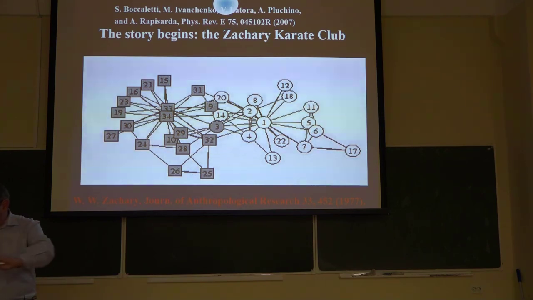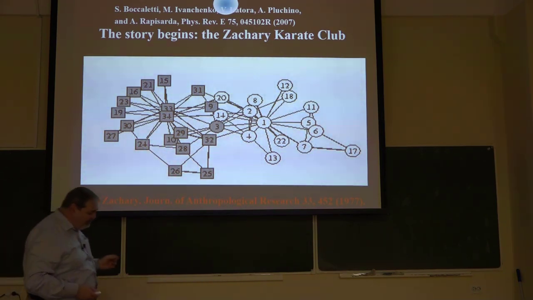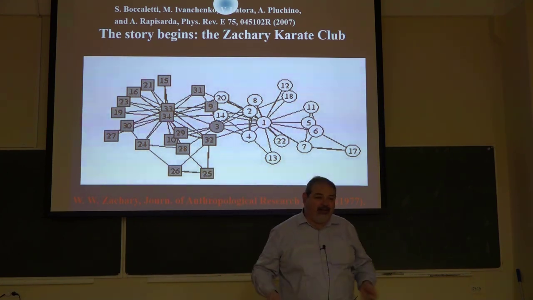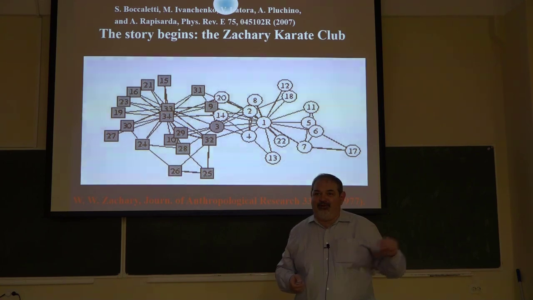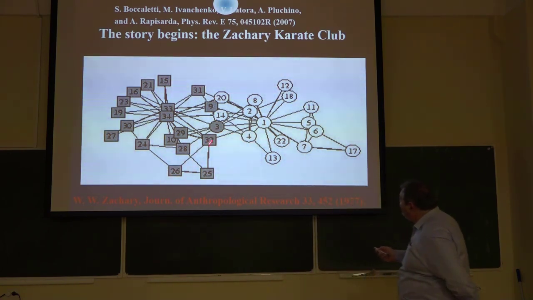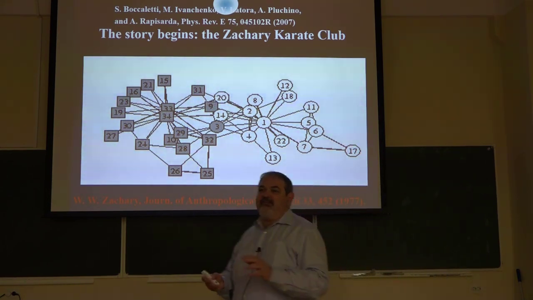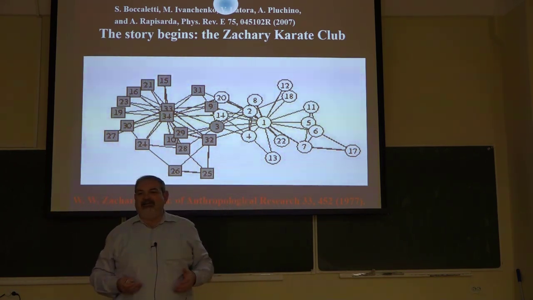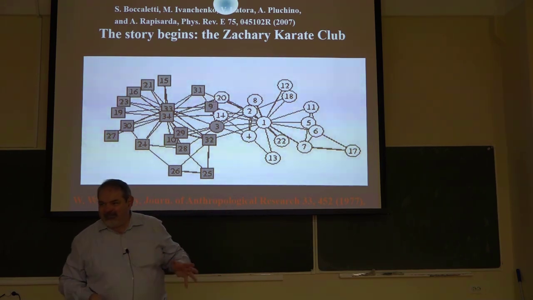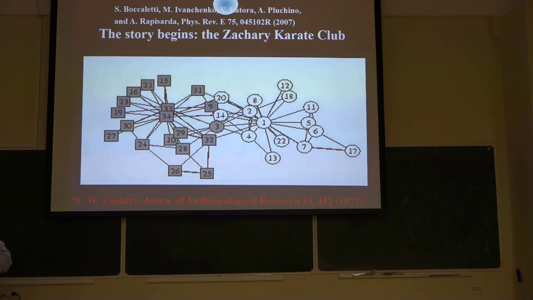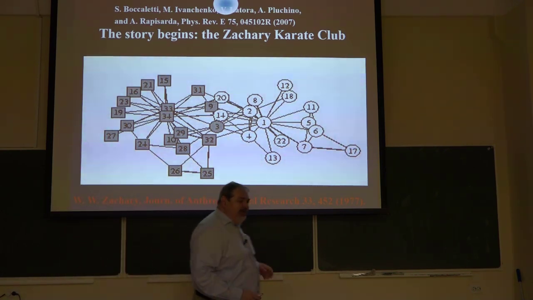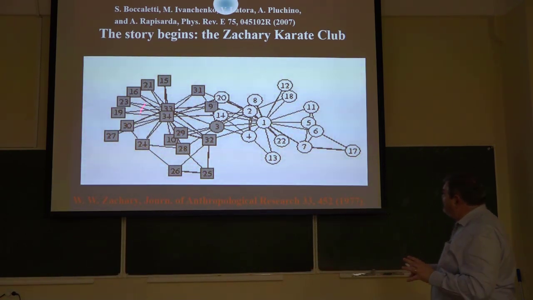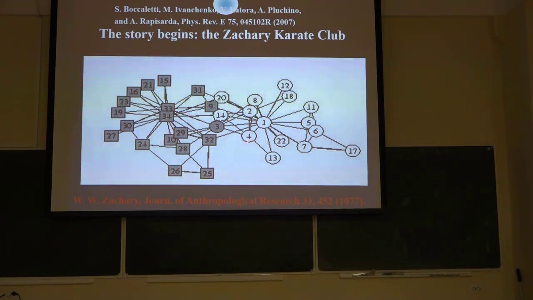You know what karate is? So these were members of the same club, and this Zachary spent one year following, spying on them. If two people went to have dinner together, he said, ah, they are friends, I put a link. This apparently was a stupid project, just monitoring a group of people and seeing who is friend of whom. But he was extremely lucky and very intelligent. He was lucky because immediately after realizing the network, this is the network he constructed. So for example, node 4 is friends with node 3, node 1, node 13.